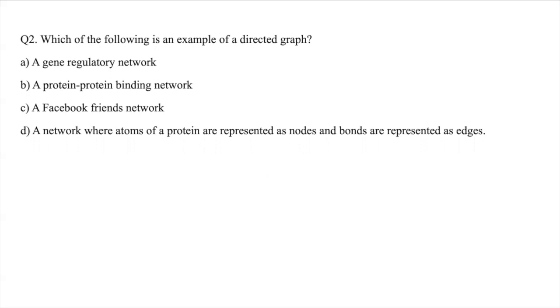Protein-protein binding. So they're just binding. It's not one is coming to the other. Just both of them are binding. And Facebook friends, no, not typically a directed graph. And again, bonds, they would not be a directed graph.